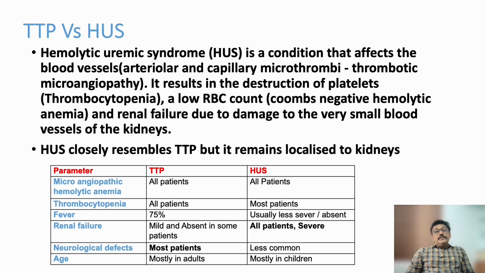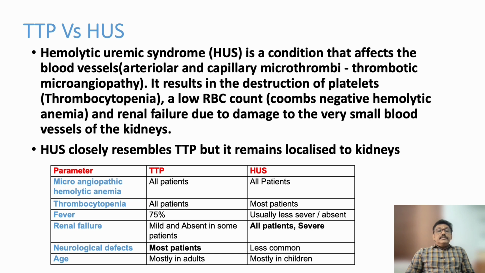Now, there is an important differential diagnosis for TTP, that is HUS. It's a condition affecting the blood vessels, same as we have seen in the first slide, and it produces arterial and capillary microthrombi and thrombotic angiopathy. It results in destruction of platelets, that is thrombocytopenia, low RBC, Coombs negative hemolytic anemia, and renal failure due to damage to very small blood vessels in the arteries. So HUS is mainly due to infection, like abdominal infection or urinary infection, that mainly occurs in younger children.